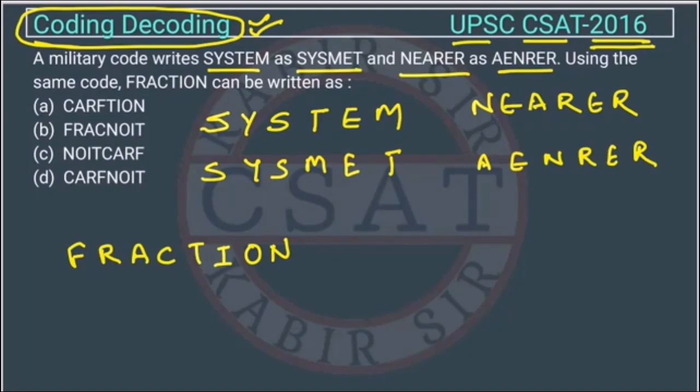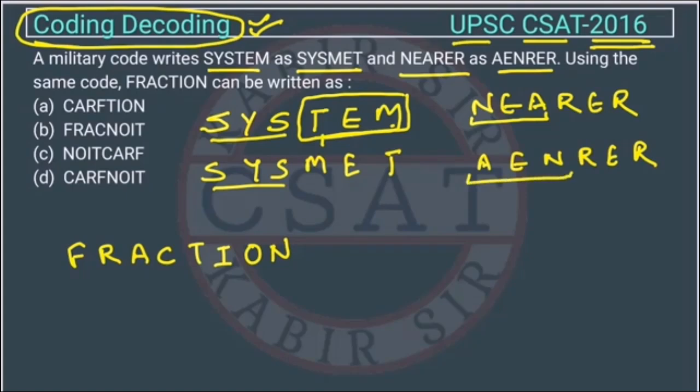So what is happening? This is 3 letters, SYS, and this is the same SYS, and what is happening with TEM? It is becoming MET. So we are just reversing the last letters, right? So TM was converted into MET. Now we will see the logic here. So this is NEA. This was constant here, but they have converted these letters also, written in reverse order, right?